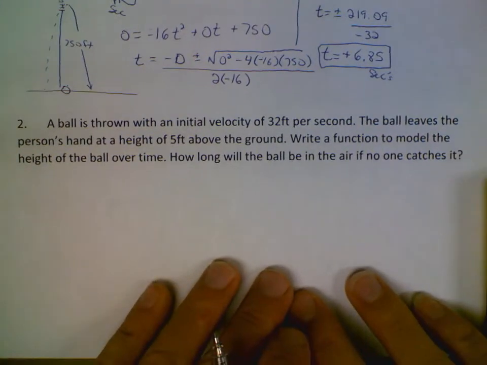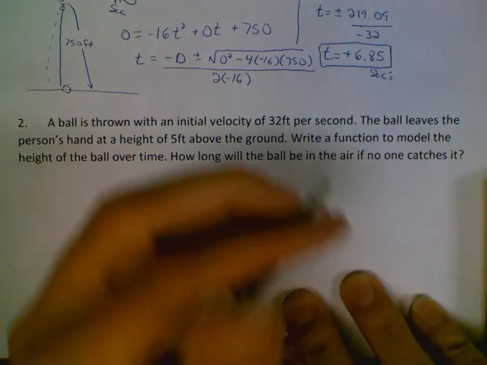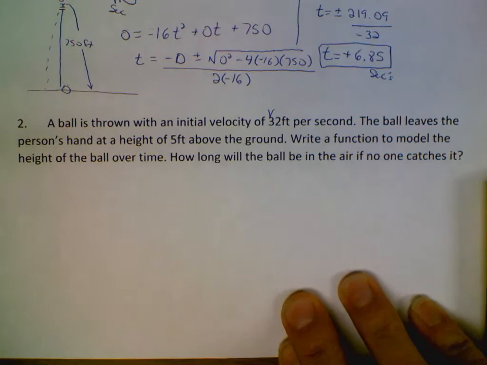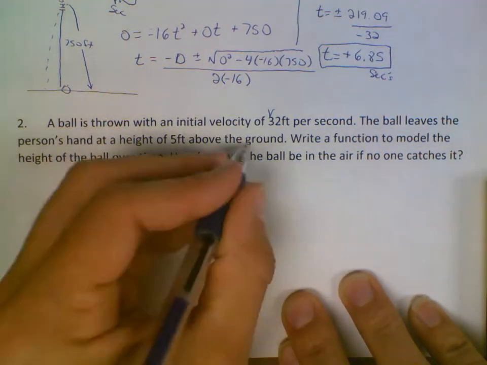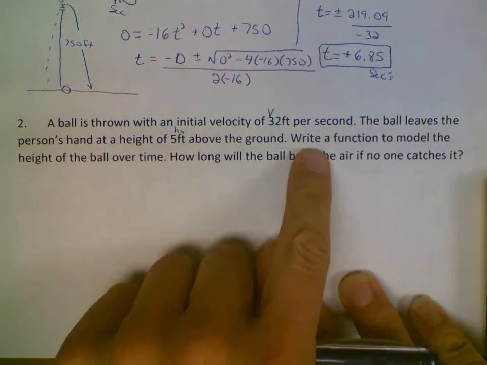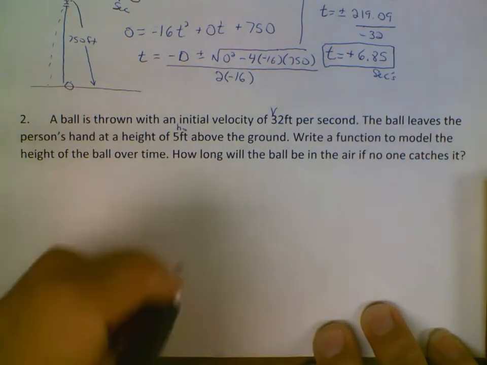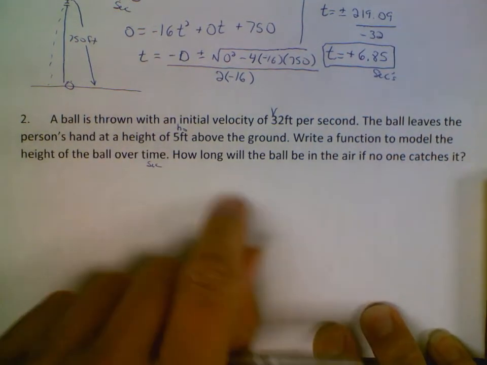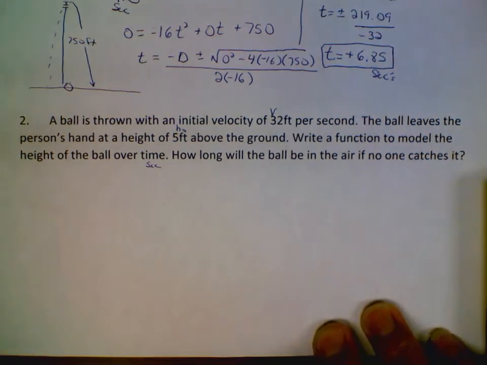So number 2 says a ball is thrown with an initial velocity of 32 feet per second. So we're just going to put a little V by that guy. The ball leaves the person's hand at a height of 5 feet above the ground. So that's my H0. That's the starting position. And then it wants me to write a function to model the height of the ball over time. And remember, time is in seconds. And then how long will the ball be in the air if no one catches it? Or how long will it be before it hits the ground again?